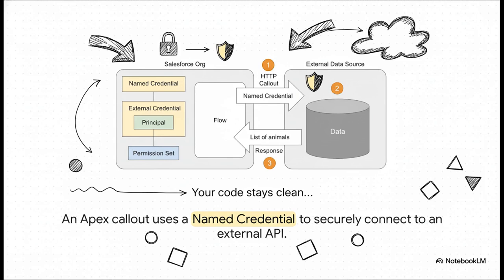Instead, it makes a super simple call to the named credential. The named credential acts like this secure middleman, handling the entire messy authentication process, getting the data, and then just handing the clean result back to your code. This keeps your code simple and, most importantly, completely free of any sensitive secrets.